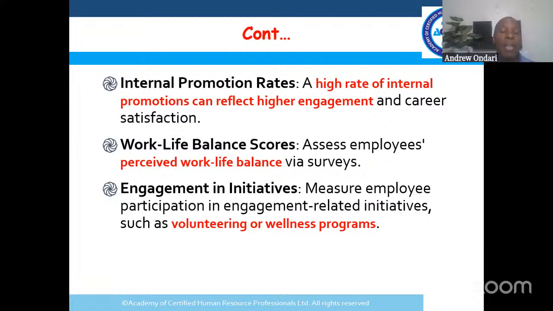So work-life balance has been known to create a sense of engagement, that by giving employees an opportunity to balance between their private and working life, they feel like they are valued and that they are important to the organization. And at the time they are away from the organization, they can attend to their chores or activities and come back rejuvenated after the time off. Then lastly is engagement in initiatives.